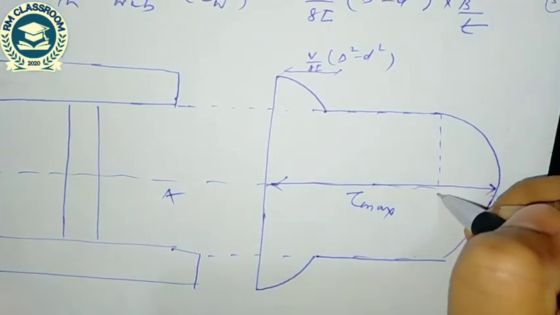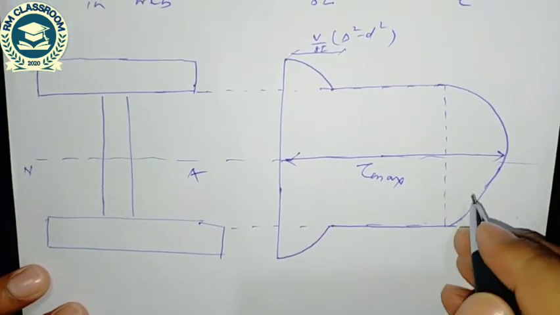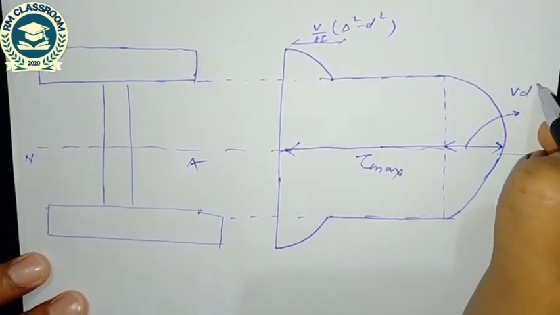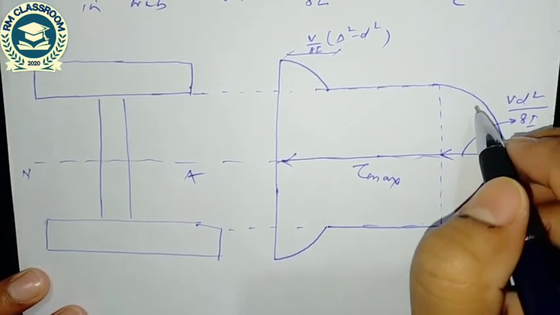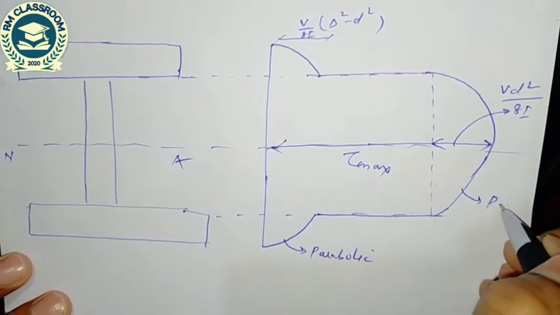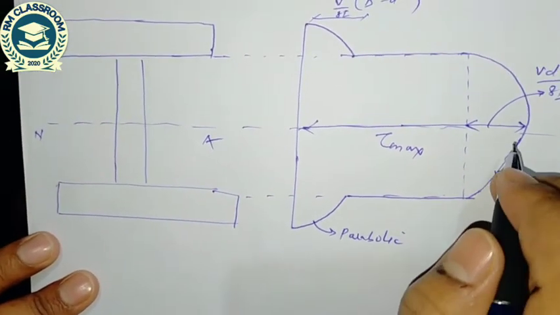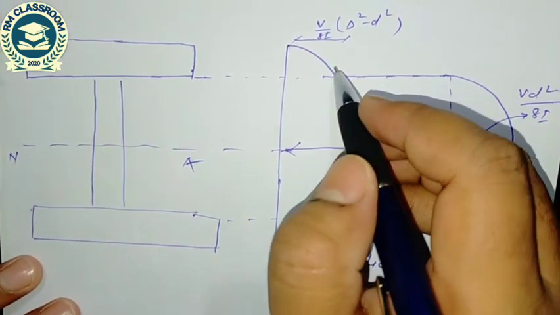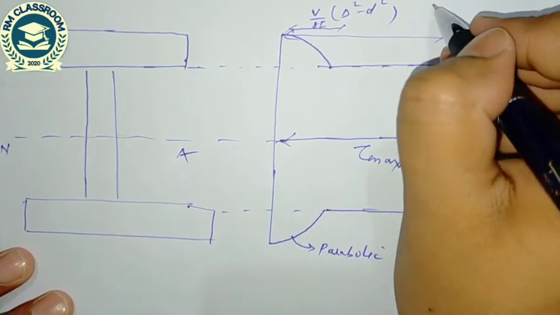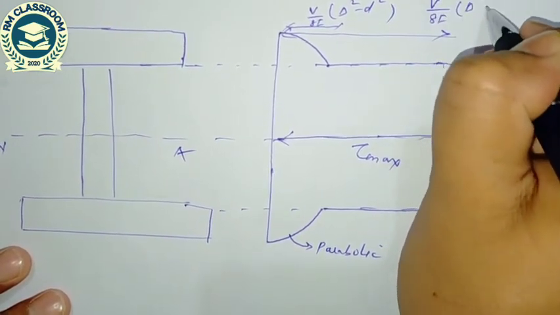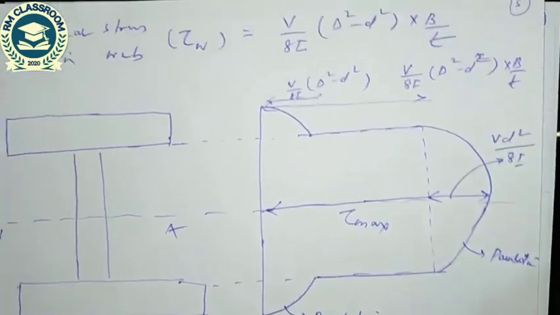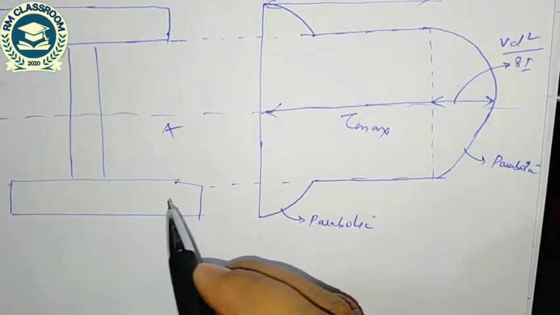And from this parabolic section, this portion is V D square by 8I. This is parabolic. This is also parabolic. And this magnitude is coming V upon 8I (D square minus d square) into B by T. So these are the shear stress distributions in the I section.